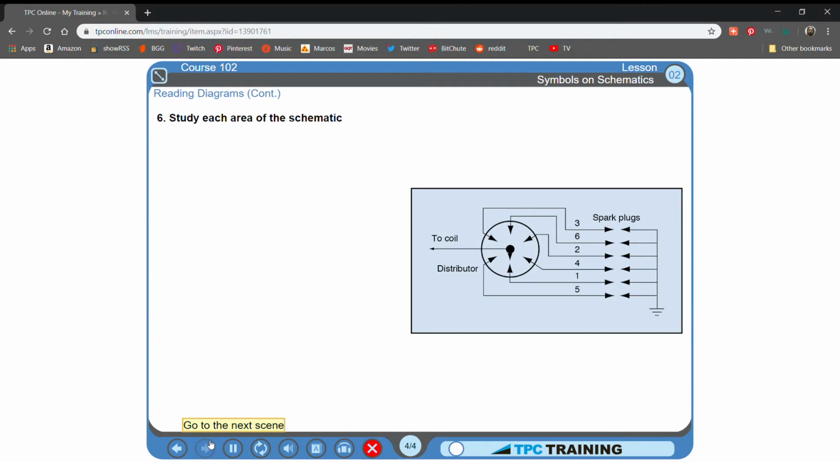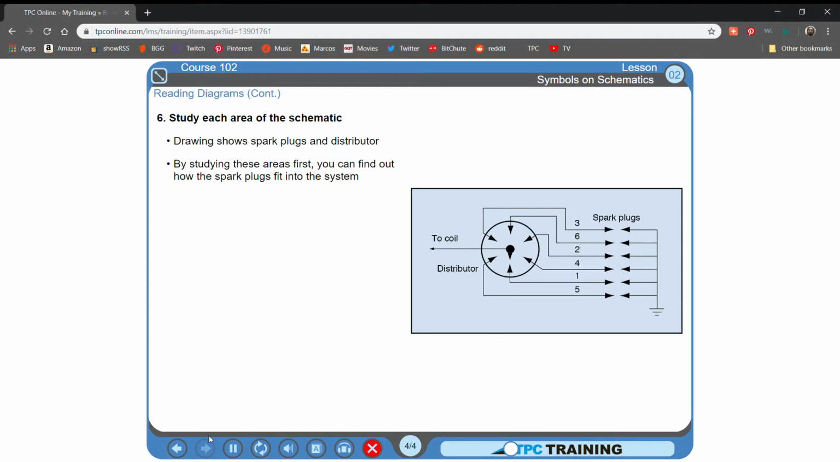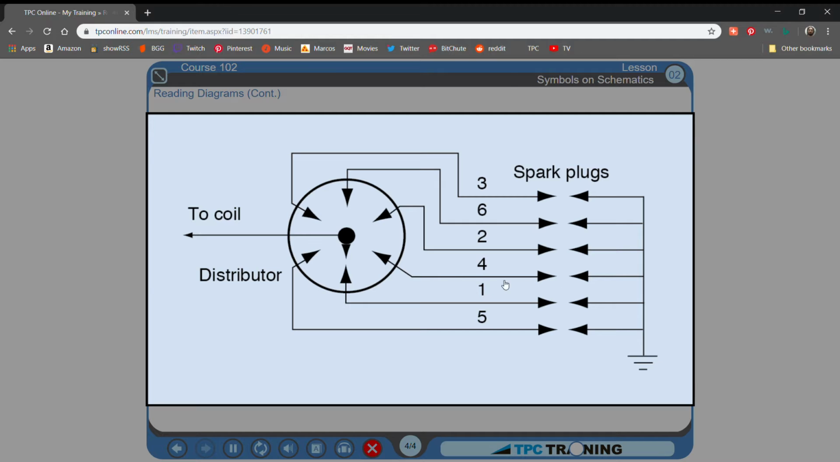6. Study each area of the schematic. This drawing shows 2 parts of the schematic, the spark plugs and the distributor. By studying these areas first, you can find out how the spark plugs fit into the system. 7. Examine the actual circuit. Once you understand the schematic, you can check each part in the truck's ignition system.